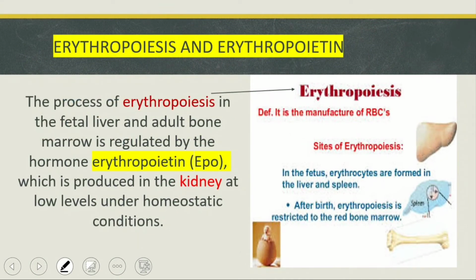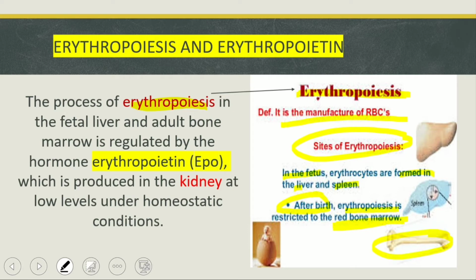Now erythropoiesis and erythropoietin. When we see the process of erythropoiesis, what is erythropoiesis? It is the manufacturing of RBCs. And what is the site of erythropoiesis? In the fetus, erythropoiesis occurs in the liver and spleen, and after birth erythropoiesis occurs in the red bone marrow, in the bones.